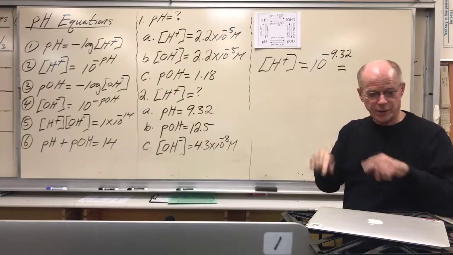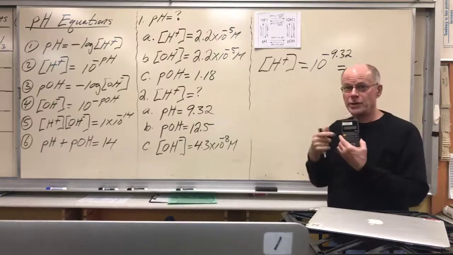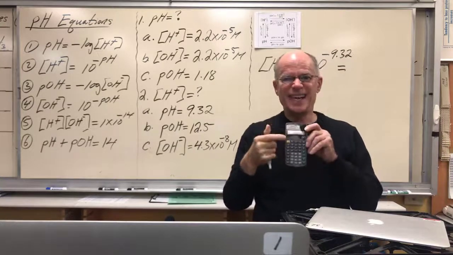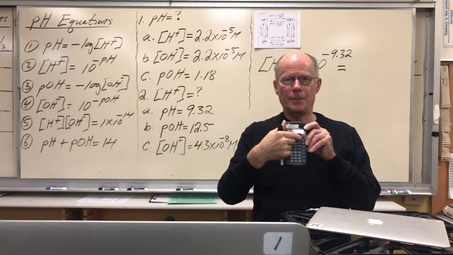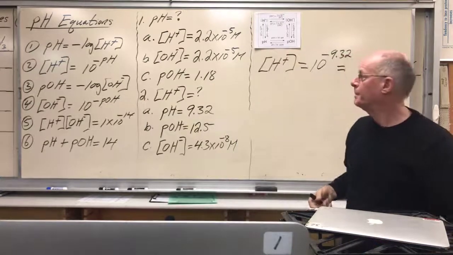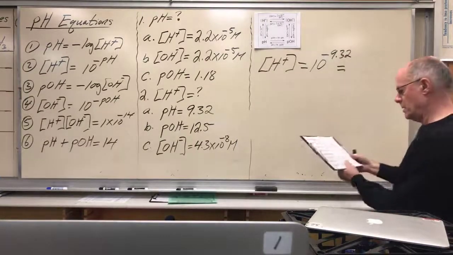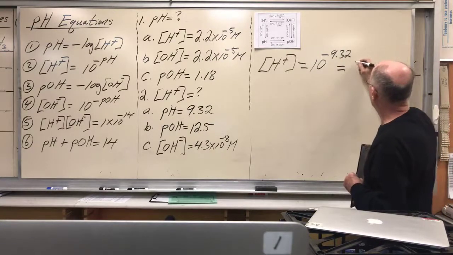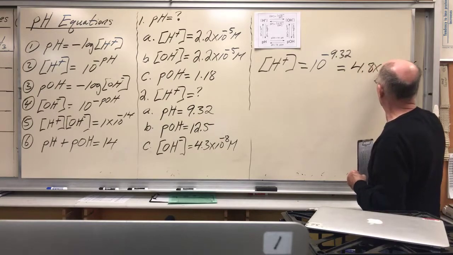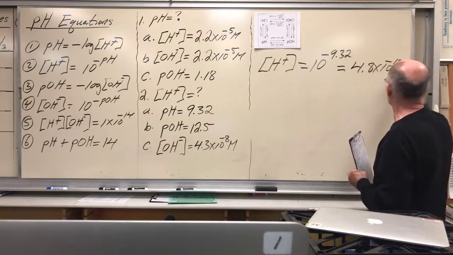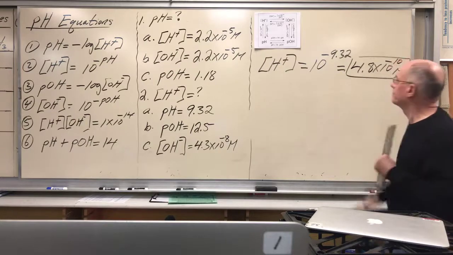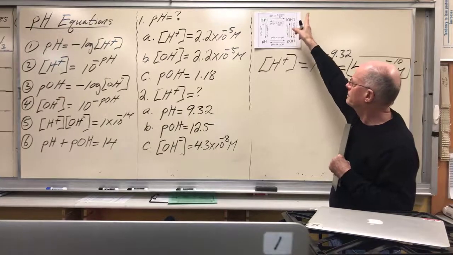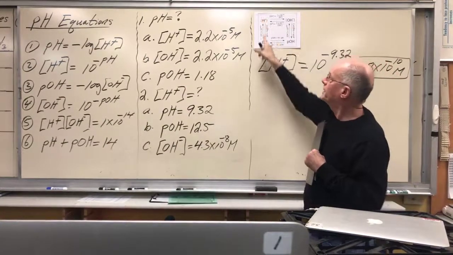So to type this into your calculator, just type in 9.32 and then change the sign, make it a negative, and then the second function logarithm, which is the antilog key. And for that, you'll get 4.8 times 10 to the negative 10. That was going from pH to the hydroxide ion concentration.